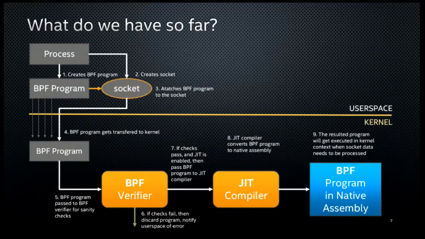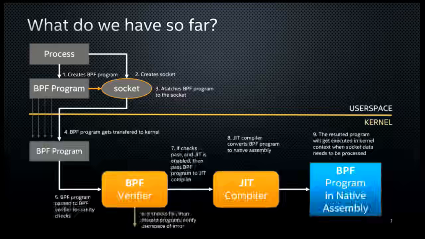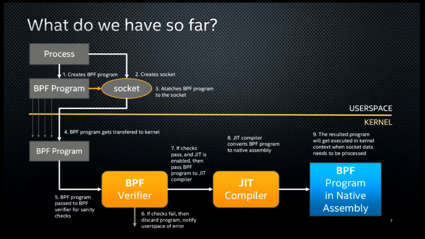So to summarize how this all works, there's a simple diagram. It's very simplified, but it gives a good introduction. So you have a process which wants to do some filtering on a socket. It will create this BPF program, and write it in this BPF instructions language. And it will create a socket where it wants this filtering to happen. It will attach this program to the socket, with some C code.